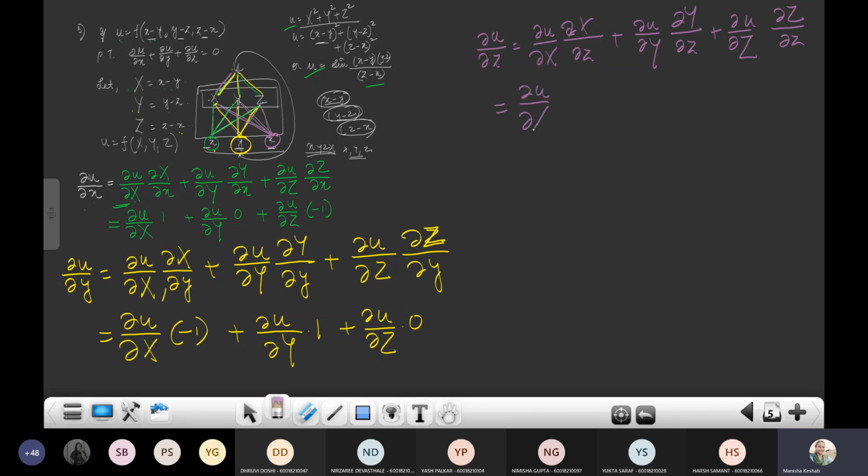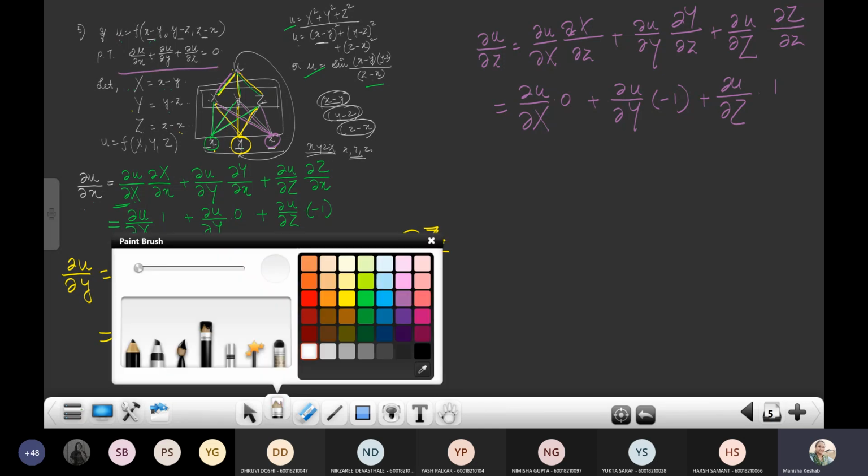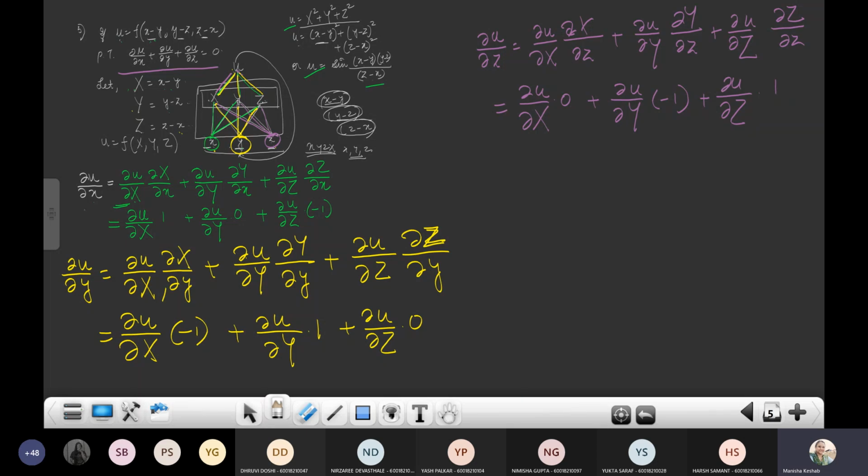So ∂u/∂X ये तो पता नहीं है, and then ∂X/∂z, that is 0, plus ∂u/∂Y and Y with respect to z, that is minus 1, and then we have ∂u/∂Z and Z with respect to z, that is 1. अब क्या करना है? Now we come to question. हमें करना क्या है क्वेश्चन में? ठीक है, अब जब कॉम्पोजिट फंक्शंस होता है तो पहले हम क्वेश्चन नहीं देखते, पहले हम ये फाइंड कर लेते हैं, उसके बाद हम क्वेश्चन देखते हैं कि अब करना क्या है.